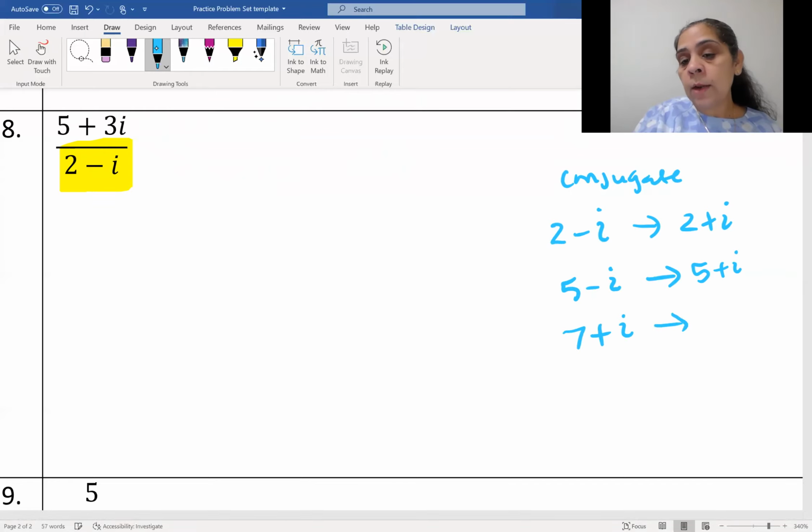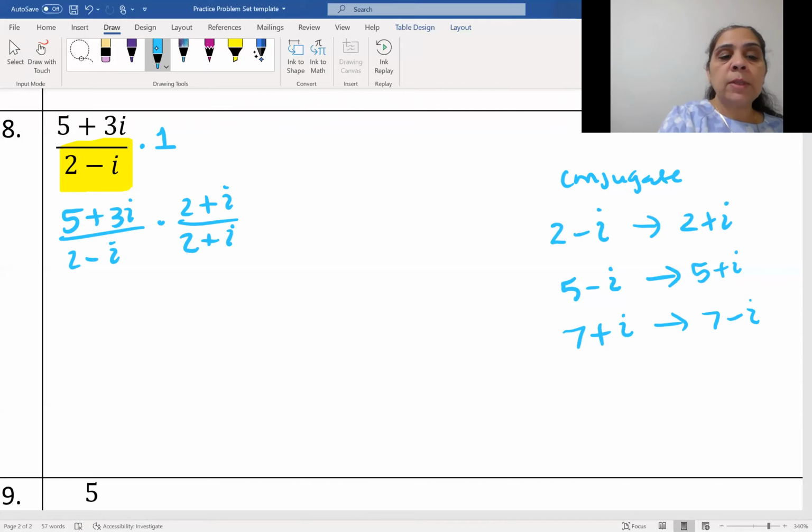So we will just multiply by the conjugate. We can write multiply by 1, it doesn't make any difference. Instead of 1, we will just multiply the conjugate. So 2 plus i over 2 plus i. If we have the same denominator and numerator, they are the same, that means the value is 1. So that's why we just multiply by 1. Instead of 1, we can write the same numerator and denominator. And then we will simplify.